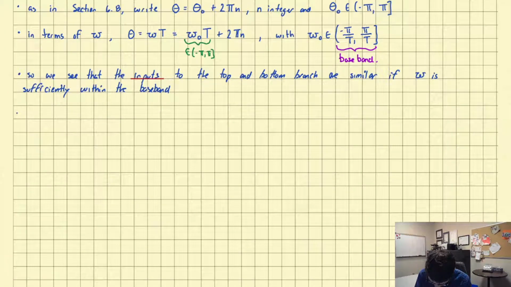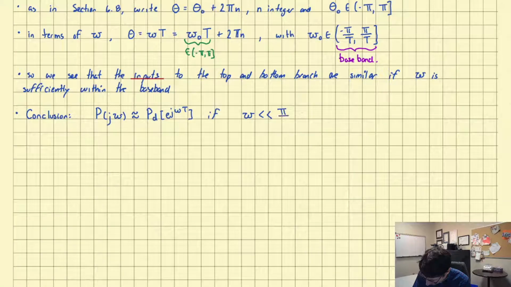And so it turns out that we will conclude that P of j omega is approximately equal to P sub d of e to the j theta if the input frequency, the omega, is sufficiently inside the baseband. And so I'm going to write this as pi over t. Now, what is pi over t? Well, of course, that's just the sampling frequency divided by 2, which of course equals the Nyquist frequency. Okay? So what we're saying is that we expect the frequency response of the discrete time system to appear like that of the original continuous time system as long as the frequencies that you're applying to it are sufficiently small.